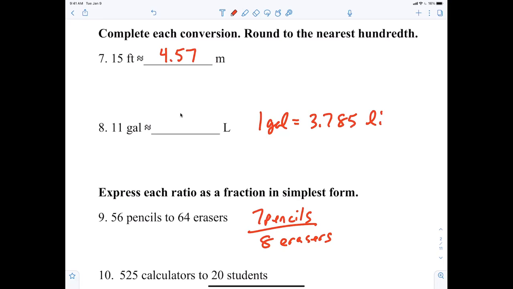Tell me what answer you got. Take 11 and multiply it by 3.785. What you just told me. 41.679. Okay, liters. I'm okay with that. Do I care if it's 76 or 66? I don't care about the rounding part. Okay.